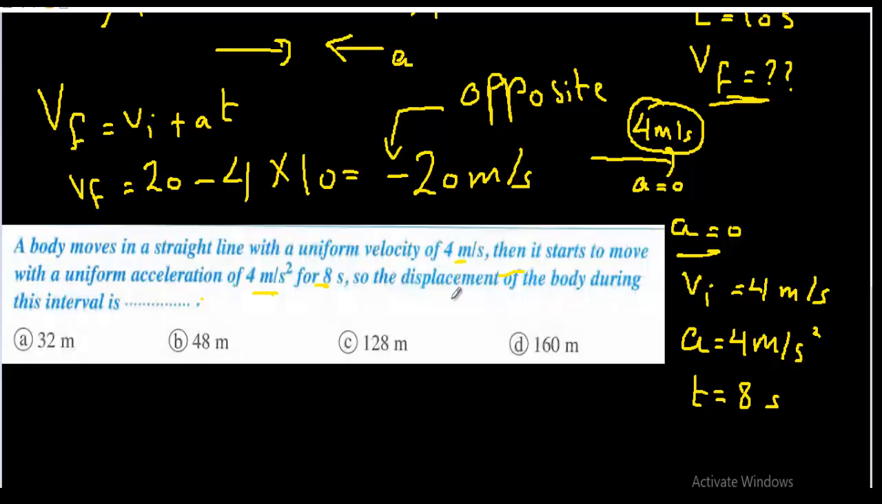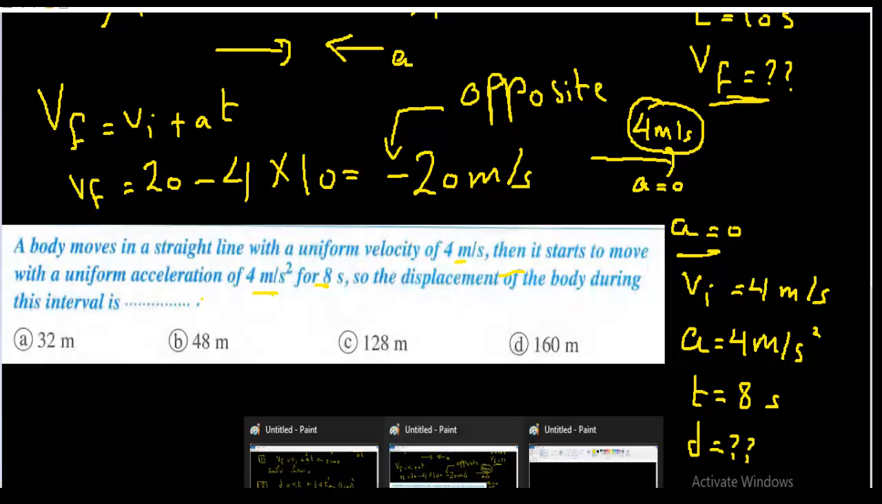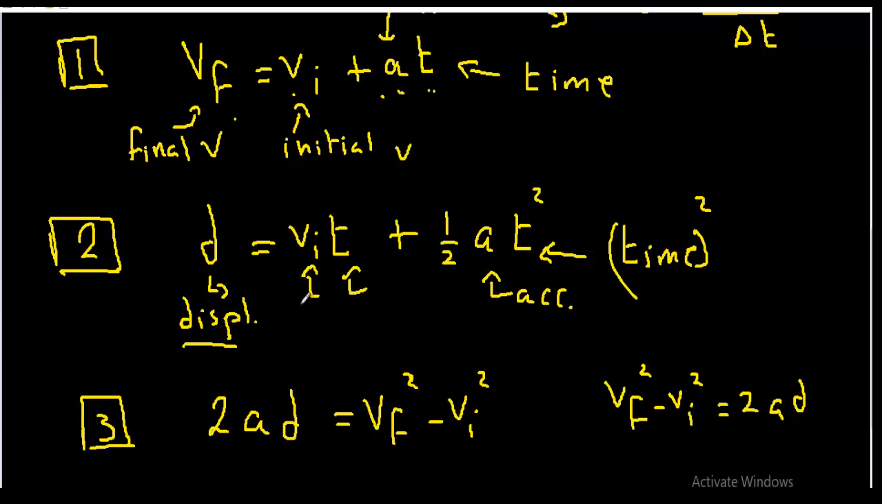So what is the displacement of the body during this interval? Here we will use the second equation. We have initial velocity, time, and acceleration, and we need displacement. Not necessarily, when using the second equation, does he need displacement. Sometimes he needs initial velocity and you have displacement, time and acceleration. Okay?